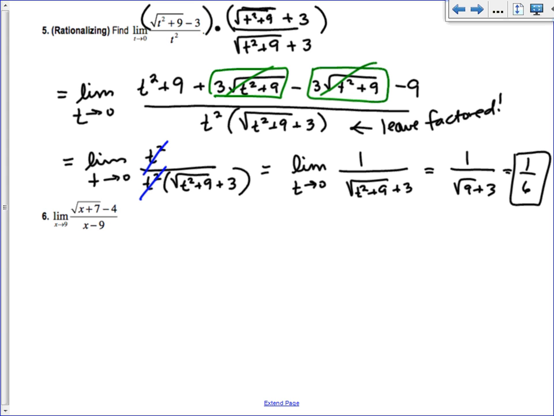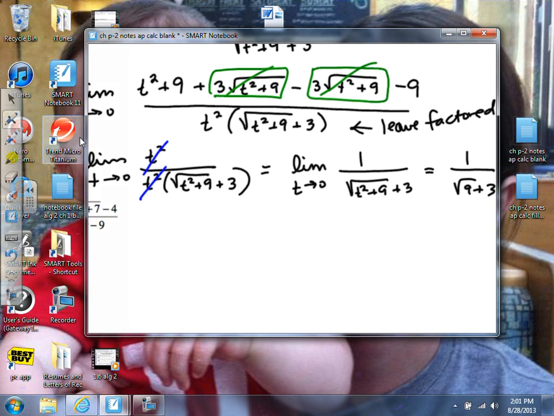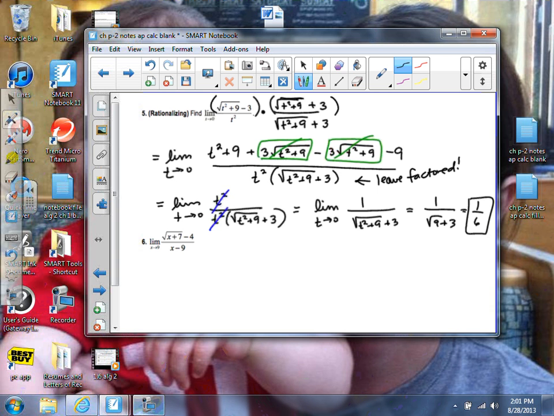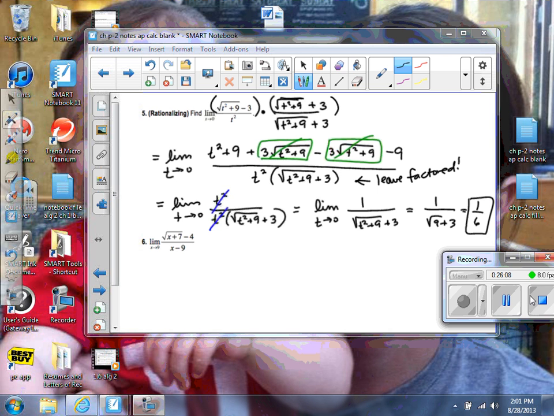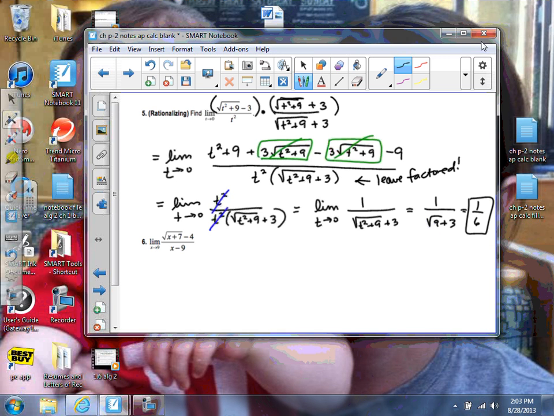You're all super smart on these tricks. Oh, I can do any limit problem. You know all of the tricks. All right, so you guys try number 6. Try to rationalize. Multiply by the conjugate of the numerator. Keep it in its factored form and hope that it cancels.